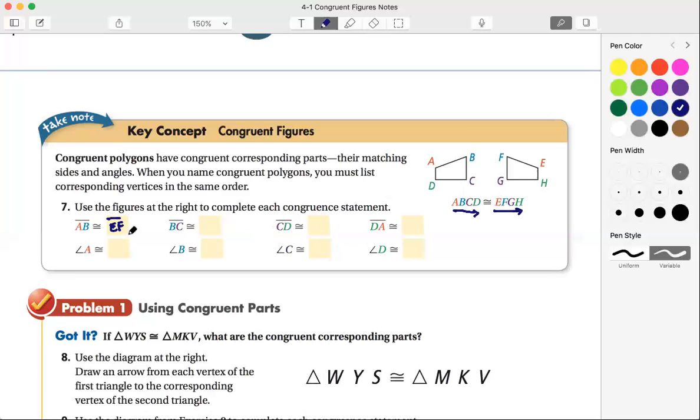All right, let's go down. Angle A must be congruent to angle E. Line segment BC must be congruent to line segment FG. Angle B must be congruent to angle F. Line segment CD must be congruent to line segment GH. Angle C must be congruent to angle G. Line segment DA is congruent to line segment HE. And angle D is congruent to angle H. Okay.